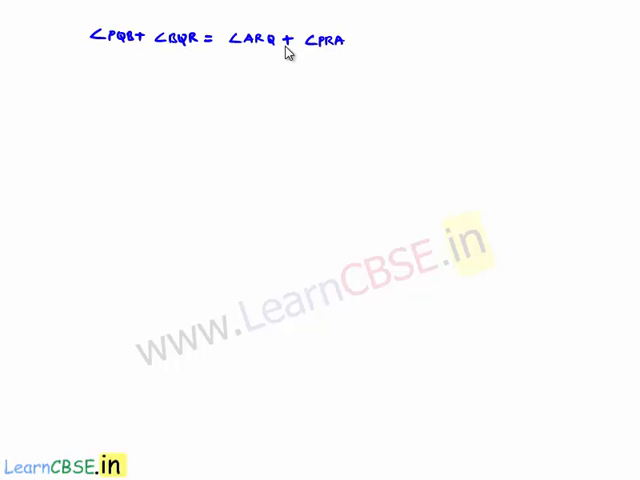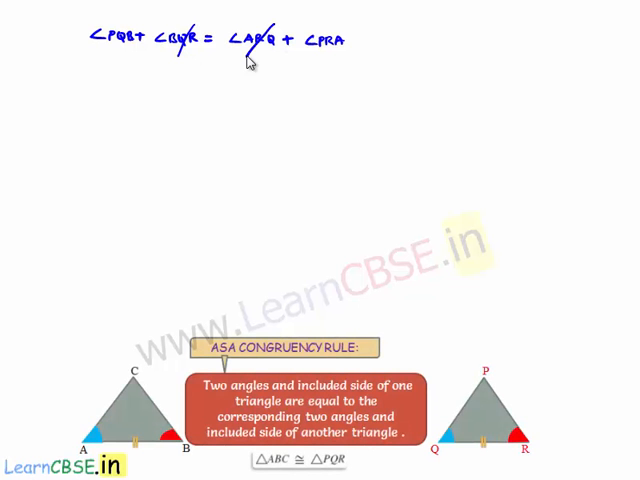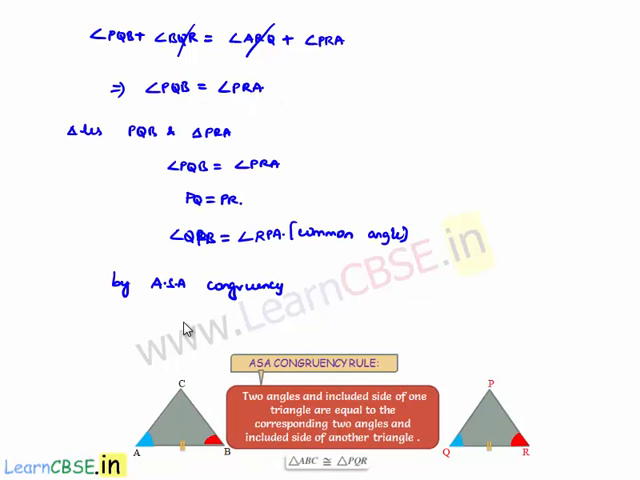But we came to know that angle BQR is equal to angle ARQ. Therefore, this will be cancelled on both sides. That implies angle PQB is equal to angle PRA. Congruent, that is triangle PQB is congruent to triangle PRA. Therefore, this is the required proof for us.